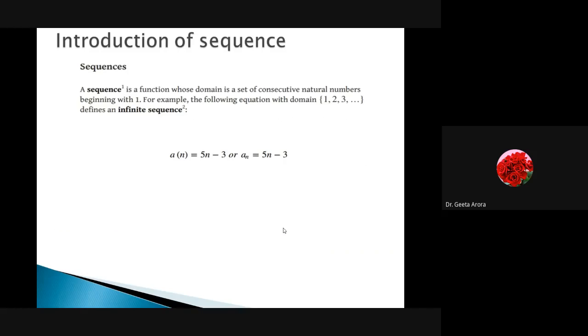So if we have a little bit of introduction of what we learned yesterday: a sequence means a function whose domain is a set of natural numbers beginning with 1. This is what we have learned, correct? And we have learned that the sequence can be infinite or finite. If we have a finite number of terms, obviously it is a finite sequence, and in an infinite sequence we have, as written here, starting with 1, 2, 3 followed by an ellipsis.